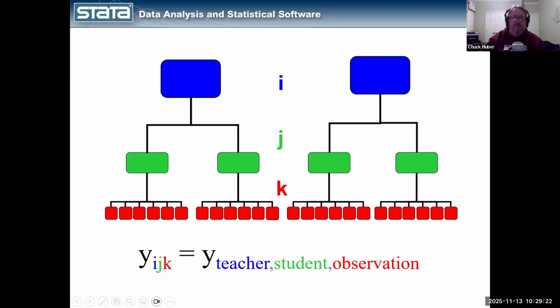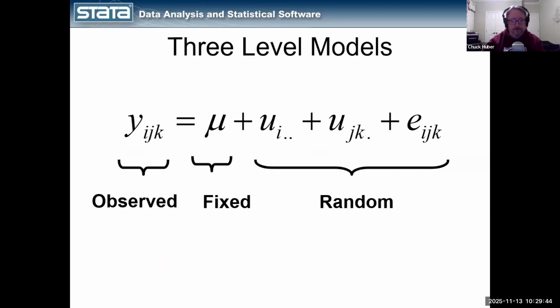Now this starts to look messy, and this is one of the things that's very intimidating when you open a book about multilevel models: you see a lot of these subscripts. Don't get too obsessed about the subscripts. They're only there to help you keep track of which outcome goes with each observation time, which student, and which teacher. It's just an accounting tool.